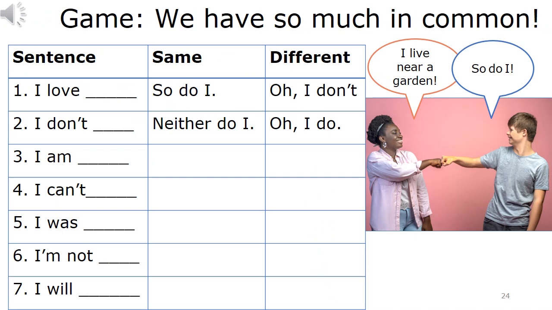Game. We have so much in common. Sentence. Same. Different. 1. I love. So do I. Oh, I don't. 2. I don't. Neither do I. Oh, I do. 3. I am. 4. I can't. 5. I was. 6. I'm not. 7. I will.